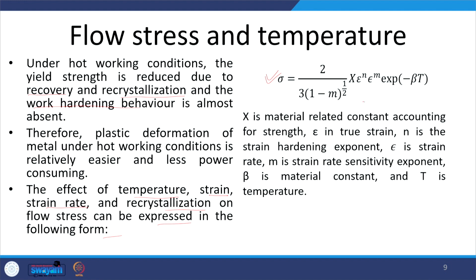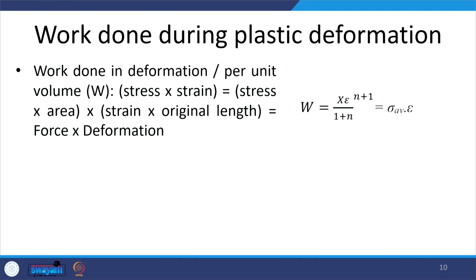Here is the equation you can see, wherein K is the material related constant accounting for strength, epsilon is the true strain, n is the material or strain hardening coefficient, epsilon dot is the strain rate, m is the strain rate sensitivity exponent, b is the material constant and T is the temperature. So, it shows that these are the various factors, like true strain, strain rate, strain rate sensitivity, material constants and temperature, that need to be accounted for to determine the flow stress at a given temperature.